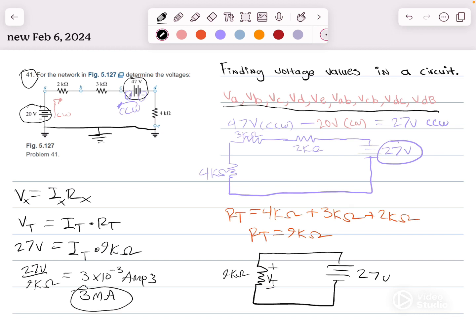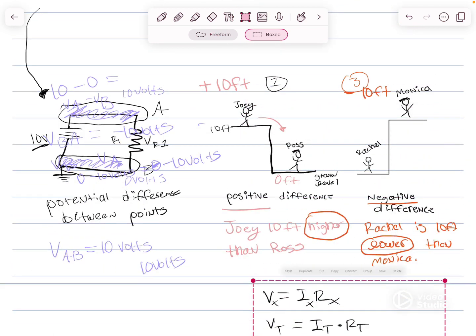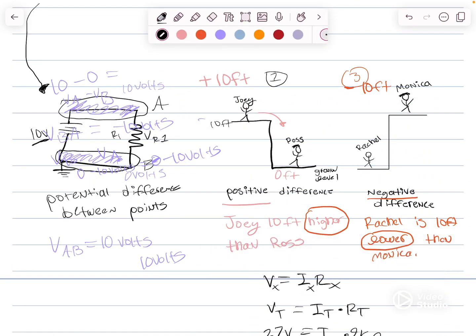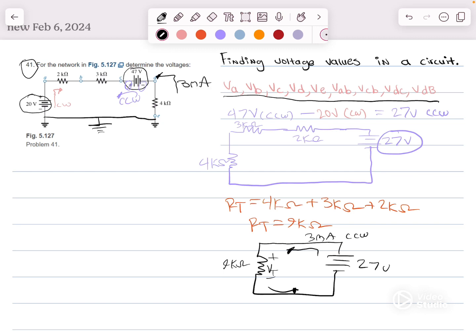This value right here, I can take back to my original circuit and it will help me find values on my original circuit. So this is 3 milliamps going counterclockwise, which should make sense because our voltage source is pushing current counterclockwise. I'm going to get rid of this. We have what we want. We have our 3 milliamps. Draw it on this side. And now we can go back to our circuit and start finding voltages.